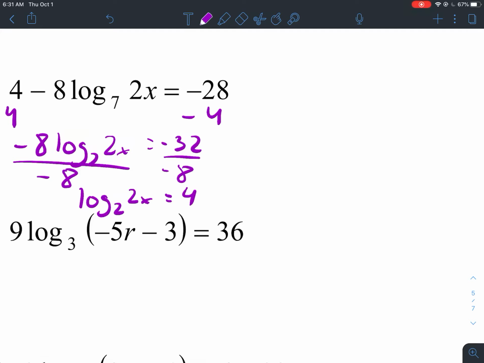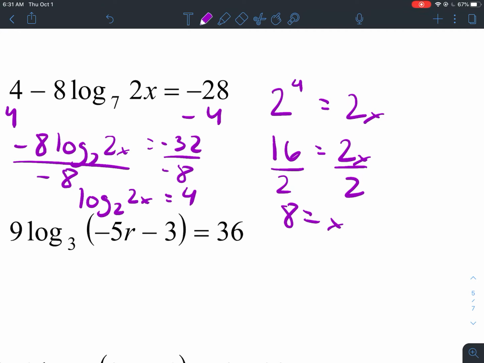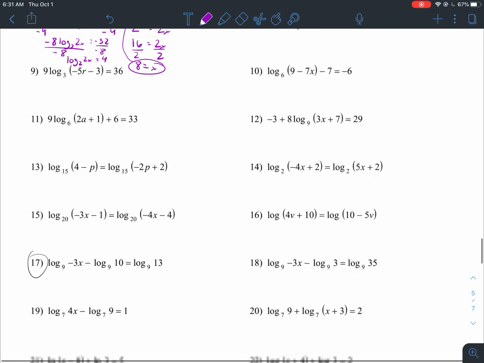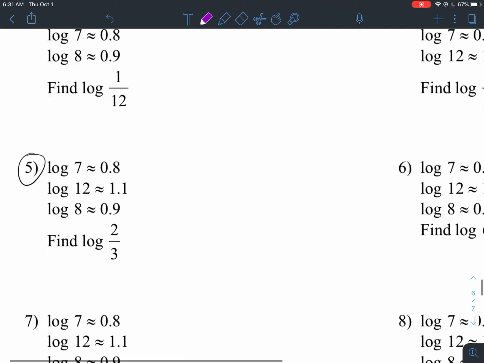All right? So if you look at the two methods, this one has the log on one side, so you're going to want to put this into a power. So I'm going to say 2 to the power of 4 gives me 2x. 2 to the power of 4 is equal to 16, so we get 16 equals 2x. You divide by 2, and you get 8 equals x. Then we need to double check that this works. If we plug an 8 in here, we would get a 16 inside the log, and that keeps the positive power, so we're happy with that.